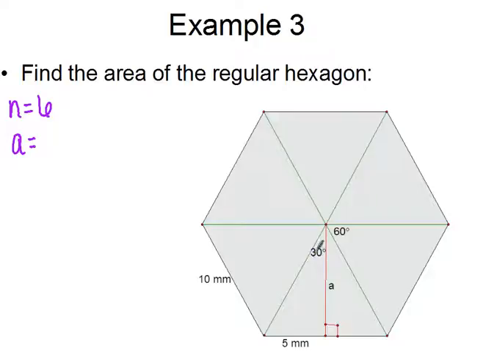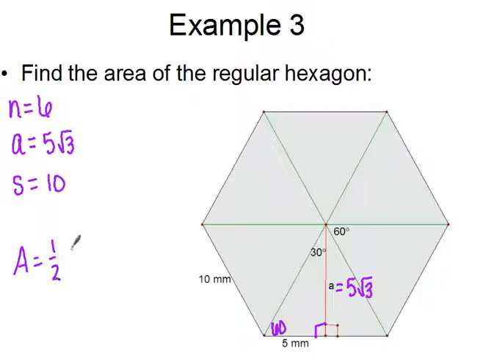You look at this triangle that has the 30 degrees in it. That's a 30, 60, 90 triangle. So remember, smallest side is opposite the 30, so then opposite the 60 is smallest side times √3. So the apothem is 5 √3. And then the side length they give us is right here, so it's 10. So we do 1/2 times the number of sides times the apothem times the length of a side.